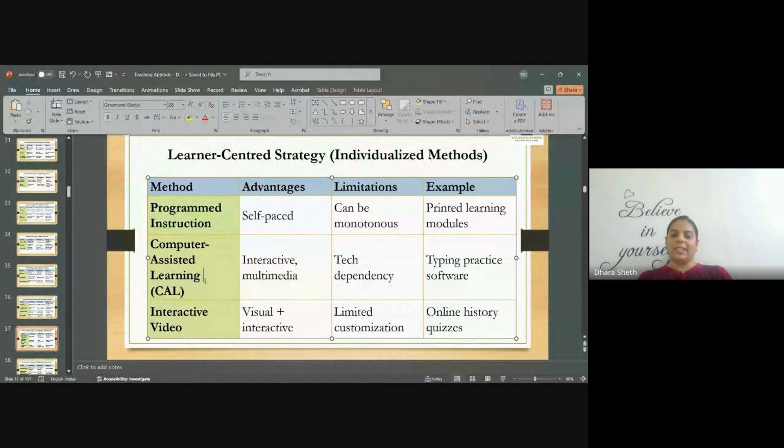Computer assisted learning, also called CAL, C-A-L, interactive multimedia, but it is dependent on technology. So like today, right now, the rain has stopped, but if there's a power cut, then we would all become dependent on technology. My Wi-Fi would go away and all of you would be worried, madam kahan chali gayi.